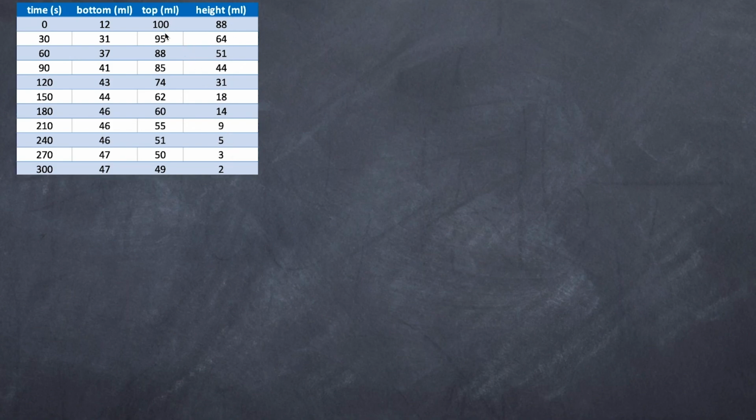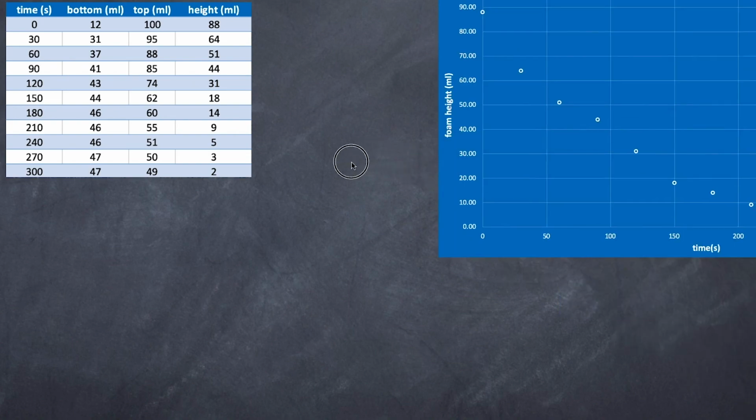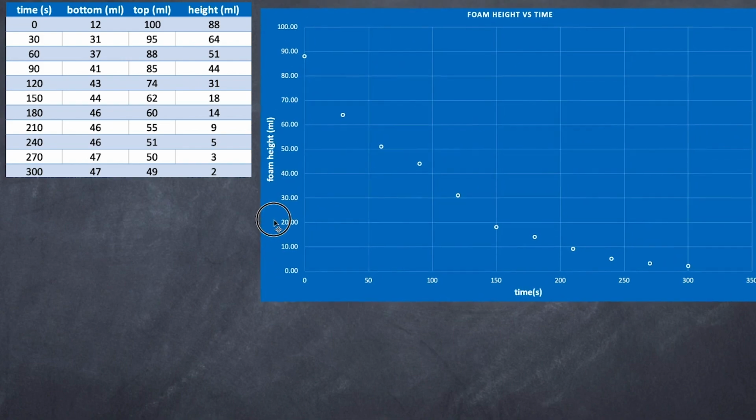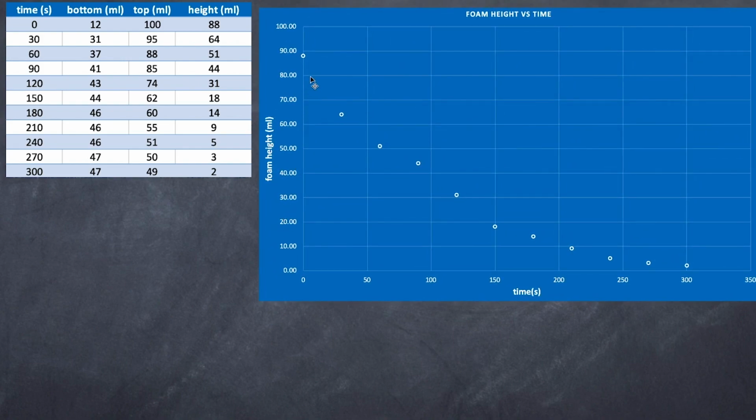Just a word of caution: these values are approximate because I found it difficult to read the level of foam because it dragged on the sides, but it's relatively close to what the values would be. Now let's look at what the graph looks like. Here is my overall graph of the foam, and you can see it does not decay at a linear rate. It curves. If I try to draw this curve as best as I can, the decay rate looks something like this.